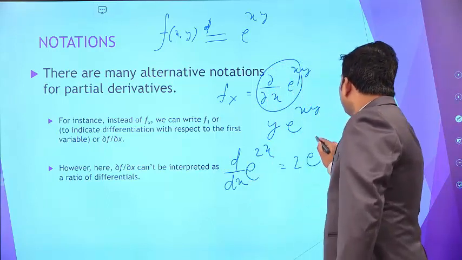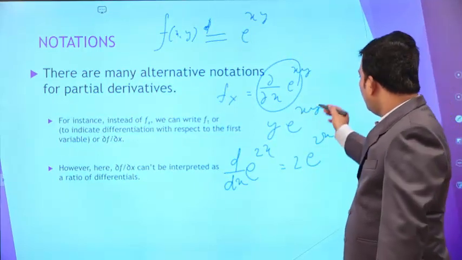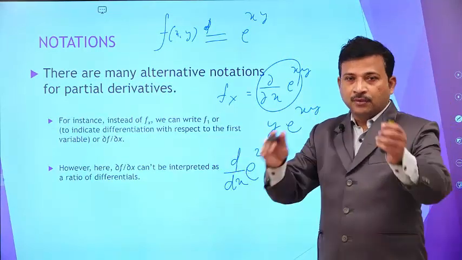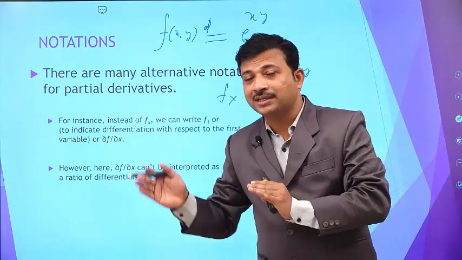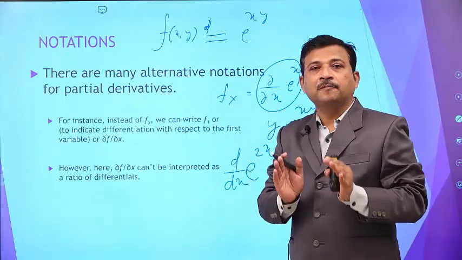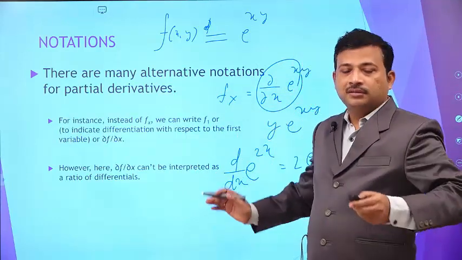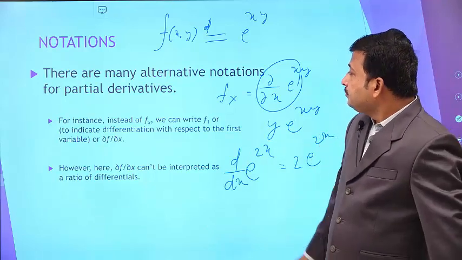2 into e to the power 2x. Simple. So here 2 is constant, here y is constant, nothing much. You only need to set in your mind which variable we are going to fix and with which variable we are differentiating. That is a very, very important thing.